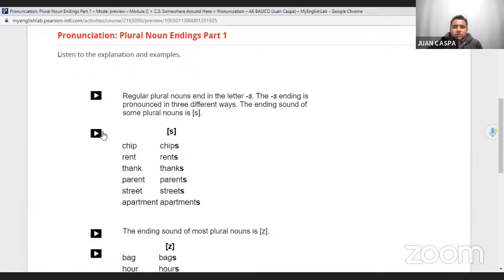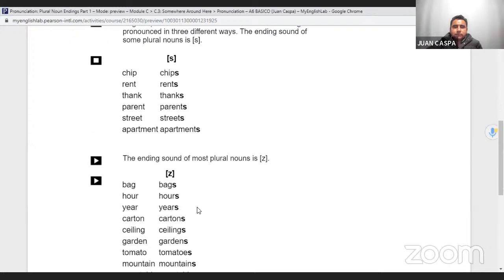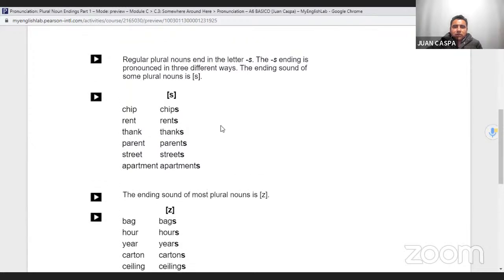Okay, in this case, chip, chips. Rent, rents. Thank, thanks. Parent, parents. Street, streets. Apartment, apartments.